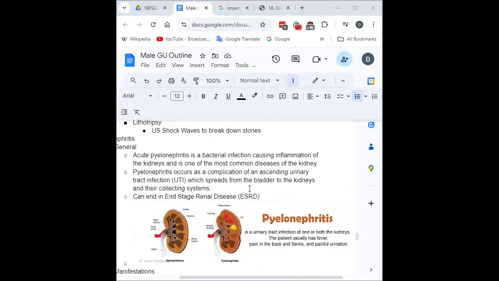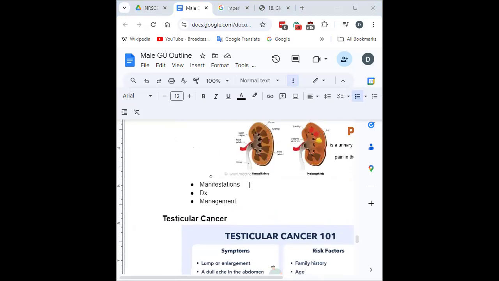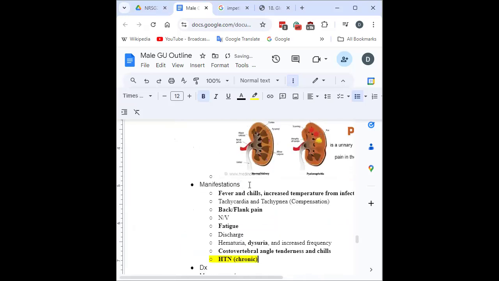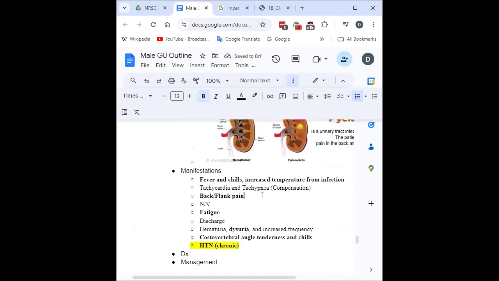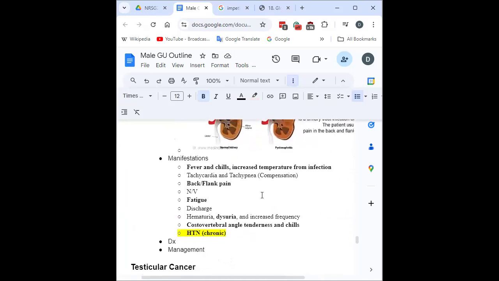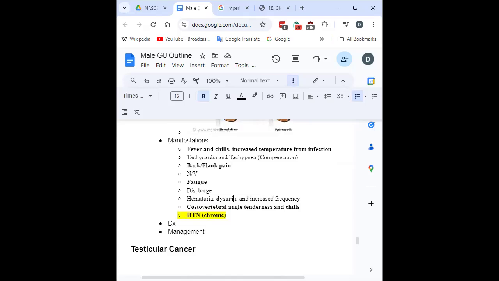So pyelonephritis, again, the main thing you'll think about is going to be your flank pain. That's kind of what you want to think about with anything kidney related. It's an infection, so fever and chills you can expect. You can expect some fatigue, painful urination, and you might see hypertension because your kidneys manage a lot. I remember with your RAAS system, it can have a really big effect on your blood pressure.